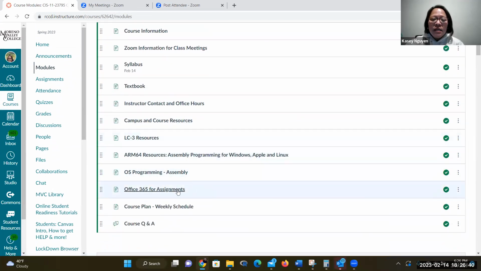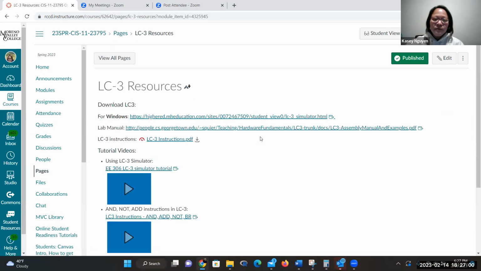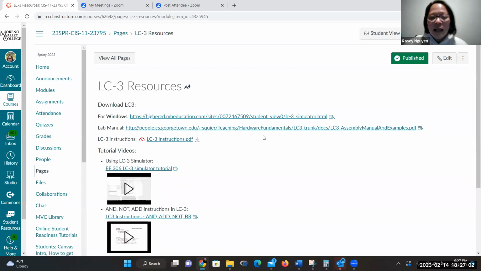So if you need Microsoft Office for assignments, to type up your lab, etc., you can access that. You do have a 2-year license. I put a link there. You can also find a link on the left side, the tab of your Canvas. Now for LC3, I put some resources here. So in this class, starting next week, we're going to simulate our program.